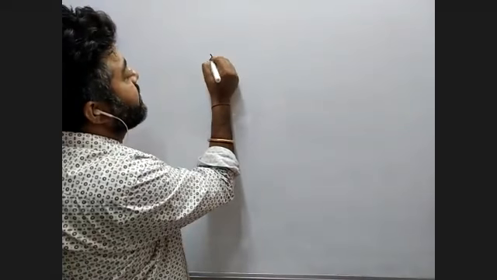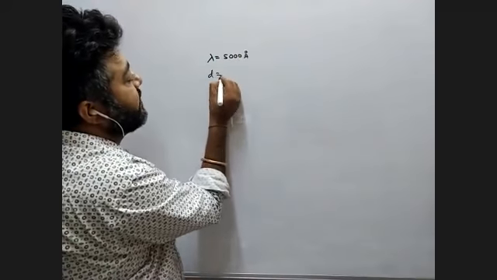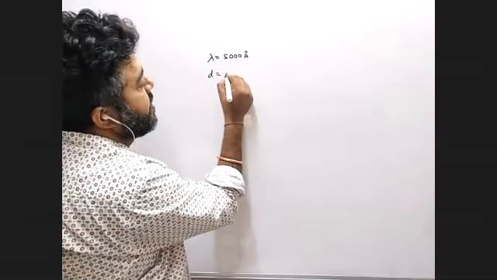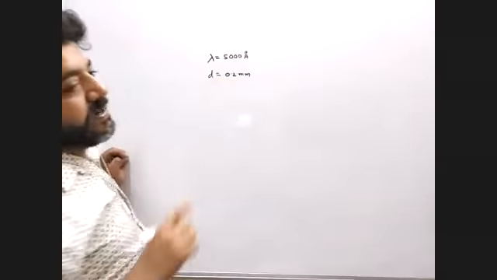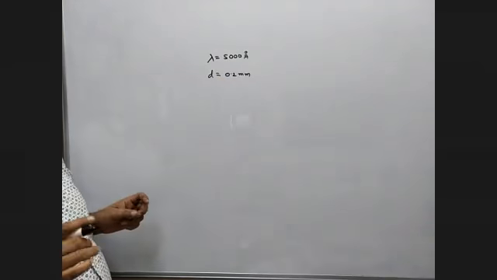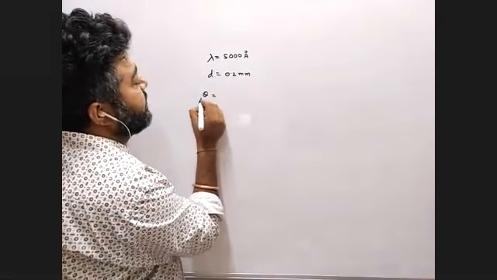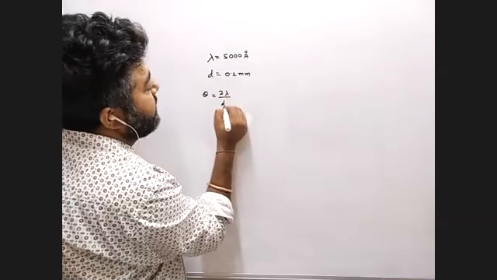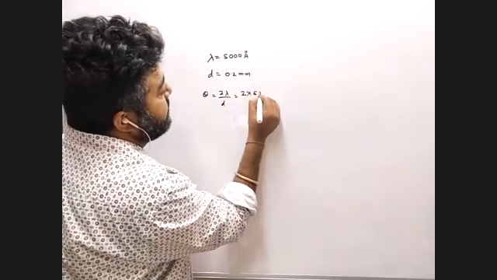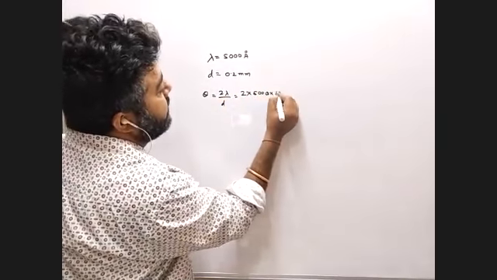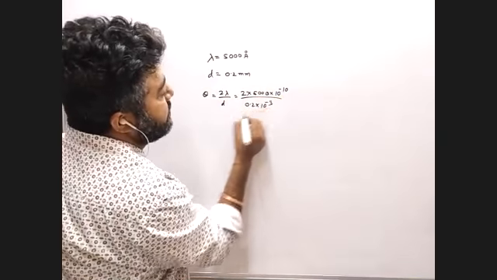In a diffraction pattern, wavelength is given 5000 angstrom and d is given 0.2 millimeter. So it said to find the angular width of the central maxima. This is the first part of the question. So it's very simple. Angular width is 2 lambda by d. So you can easily find out 2 into lambda, that is 5000 into 10 to the power minus 10 by 0.2 into 10 to the power minus 3.